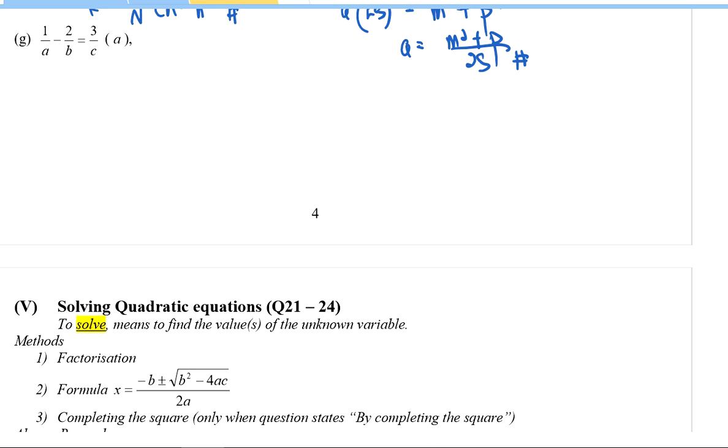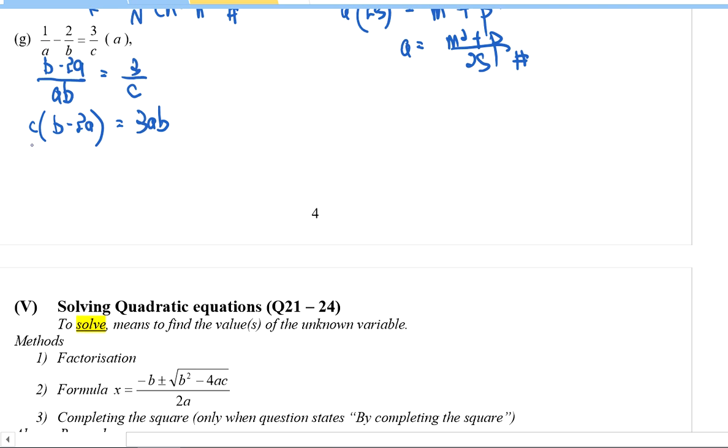Part G has two methods. Let me do the conventional method. What is the conventional method? There must be a single fraction on each side. So what do I do? The left side has two fractions. Let me combine into a single fraction. After that, you can do your cross multiplication. Simplify and expand.